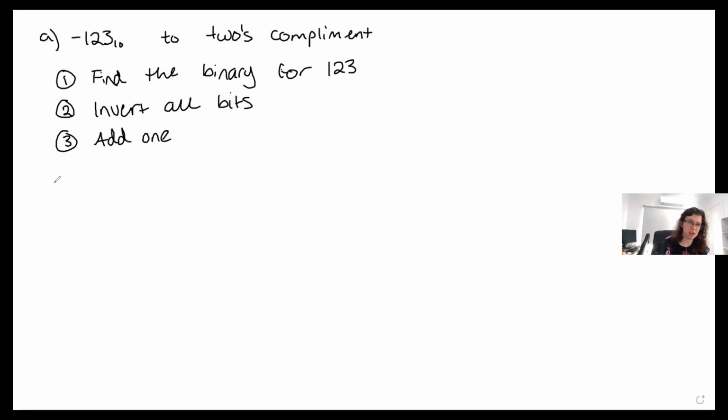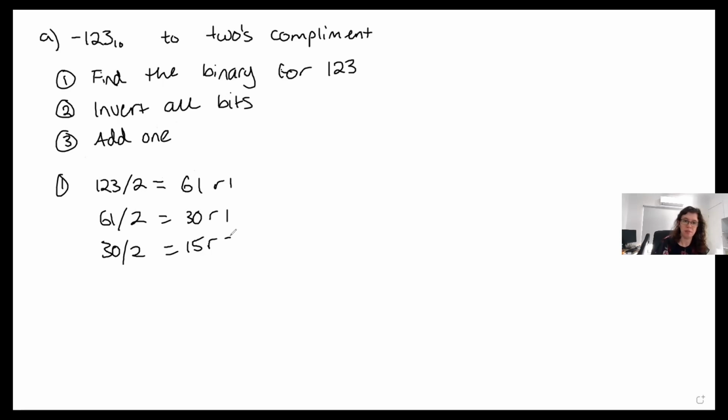So step 1, let's start with step 1. We just do the remainder method as per usual. 123 divide 2 gives us 61 remainder 1. 61 divide 2 gives us 30 remainder 1. 30 divide 2 gives us 15 remainder 0.